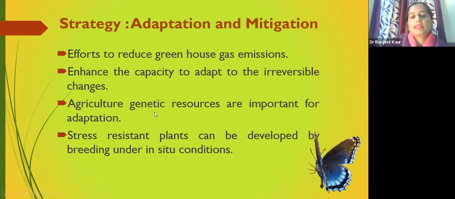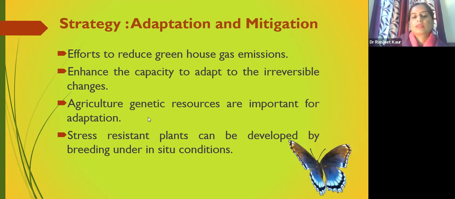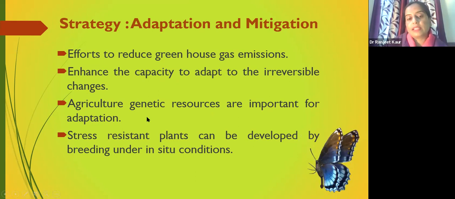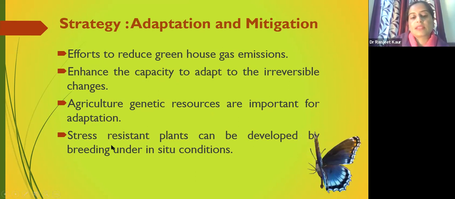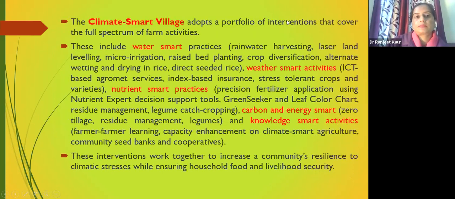Then agricultural genetic resources are important for adaptation. That means if you want to make some drought resistant crop variety, we can do that using some wild relatives of that particular species. Stress resistant plant species can be developed through breeding under in situ conditions.